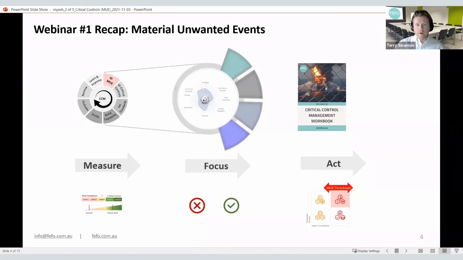We also looked at leading approaches for identifying material unwanted events. If you missed the previous webinar, it is available through MyOsh, so please reach out through their avenues to find that one. And finally, we introduced the FEFO Critical Control Management Workbook. This has been designed to guide organisations and provide practical tools.